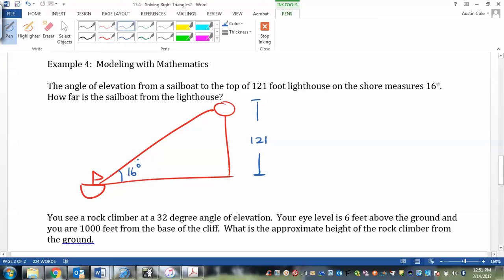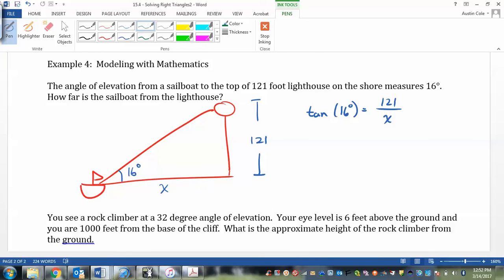And it says, how far is the sailboat from the lighthouse? Is that going to be the hypotenuse, guys? It'd be the adjacent, which is right there. So, with respect to 16 degrees, which 2 sides do we have? Opposite and adjacent, which is sine, cosine, or tangent? Tangent. So tangent of 16 degrees equals the opposite, which is 121, over the adjacent, which is x.